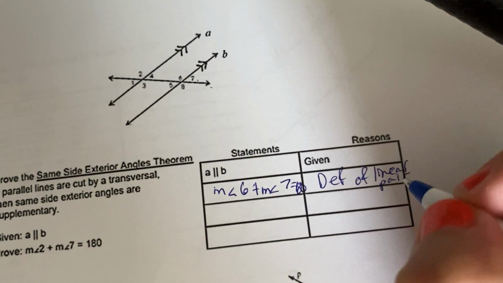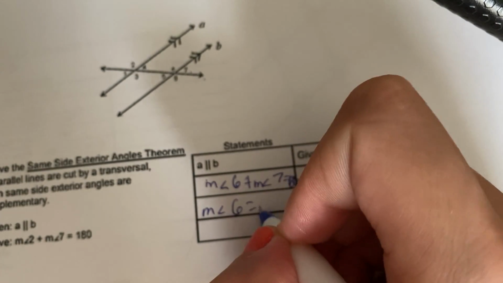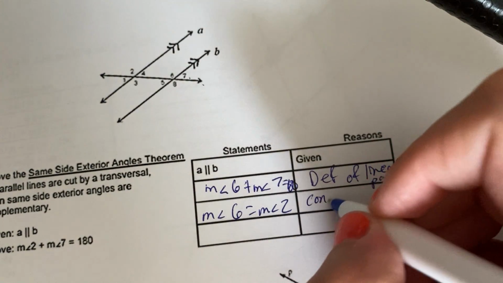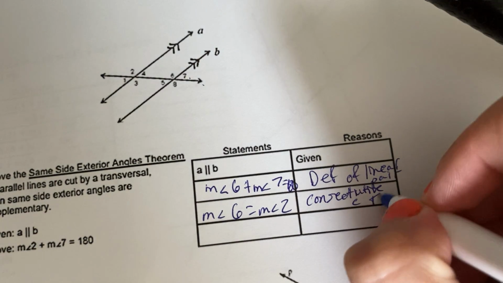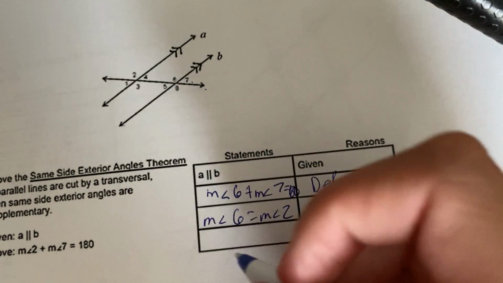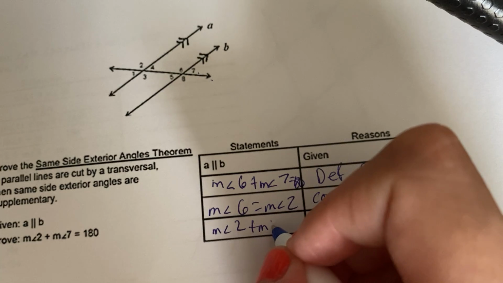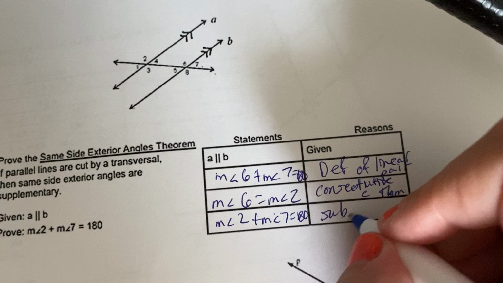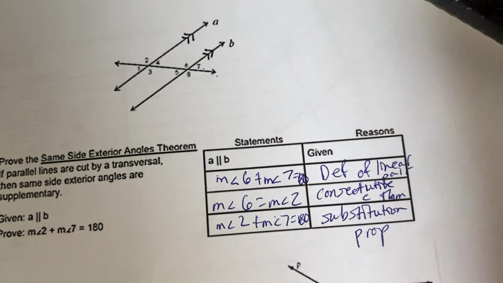Then we know the measure of angle 6 equals the measure of angle 2 by the consecutive angle theorem. And then we know the measure of angle 2 plus the measure of angle 7 equals 180 by the substitution property. All right, and keep going.